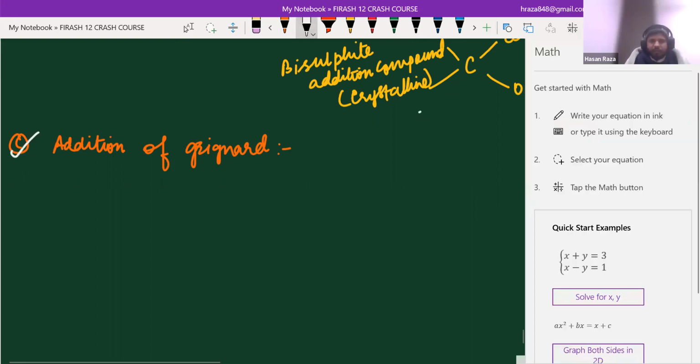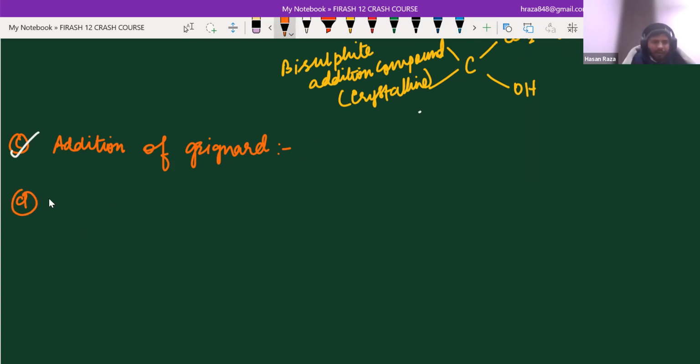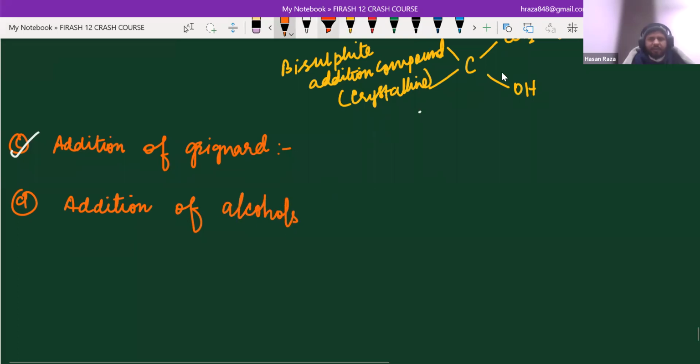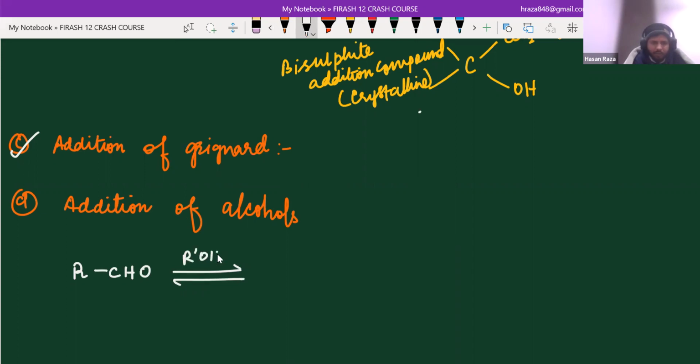Now the next B part is addition of alcohols. And it is quite easy to understand. If you are going to add alcohol to this aldehyde, this is your alcohol R-OH, which will react in the presence of HCl gas, hydrochloric gas. So what will happen?